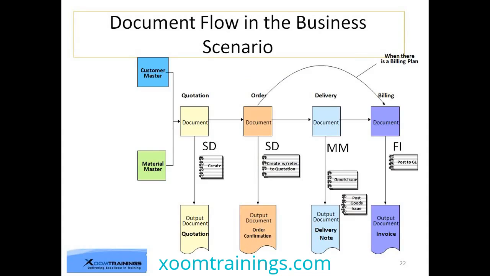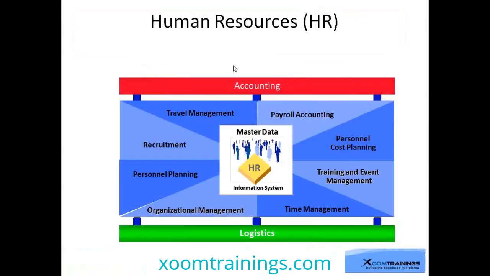And document flow in business scenario. In real time, the business process will run like this. Customer is there, material, maintain quotation document, next order document, a copy moves to delivery, a copy moves to billing, finally delivery to billing document. This is document flow in the business scenario. Here HR: training and event management, time management, organization management.